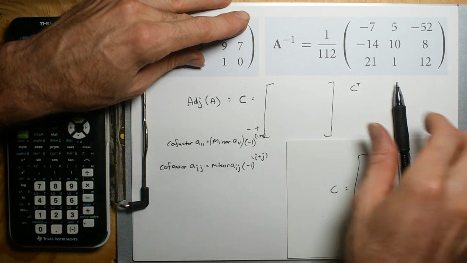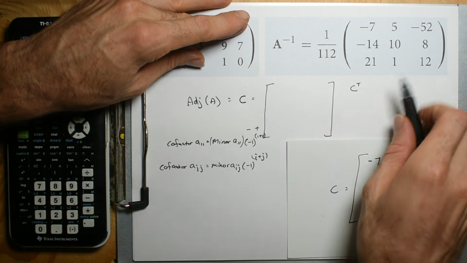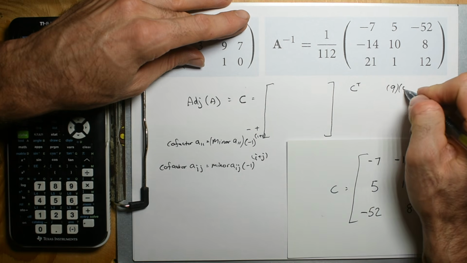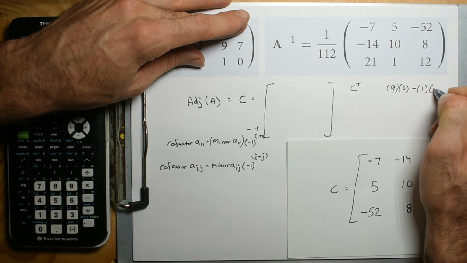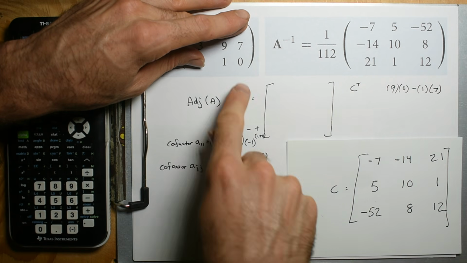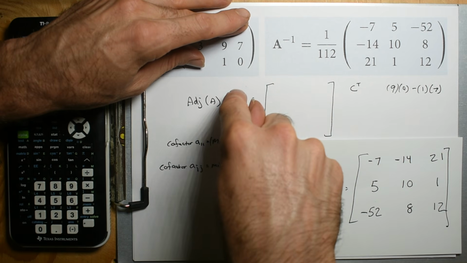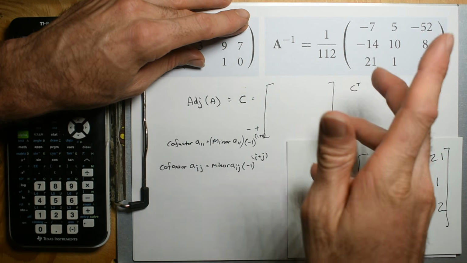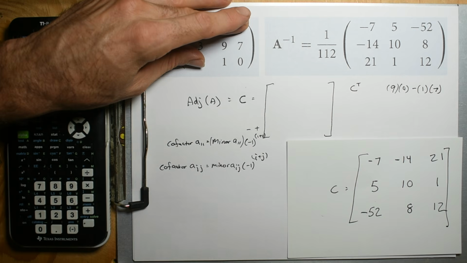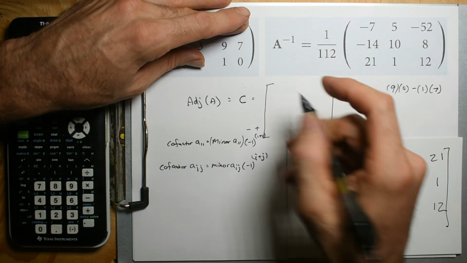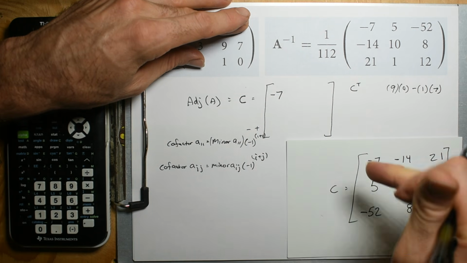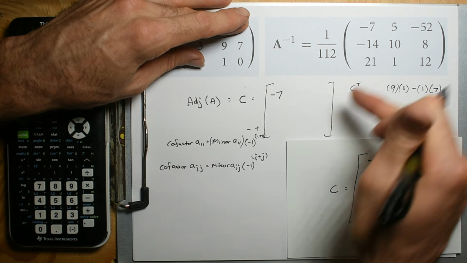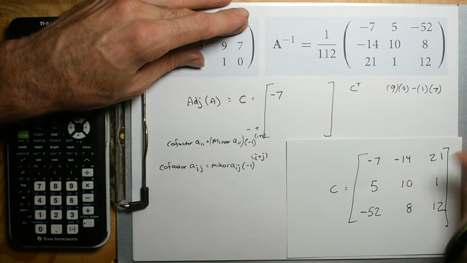So the determinant is 9 times 0 minus 1 times 7. And 0 minus 1 times 7 is 0 minus 7. So I'm going to say we have a negative 7. The diagonals will match up, but it's these other values I'm checking.